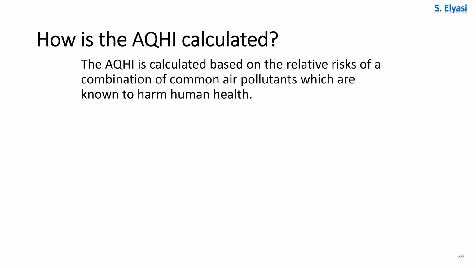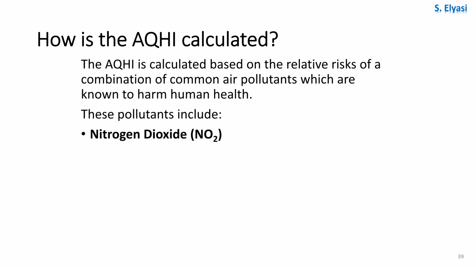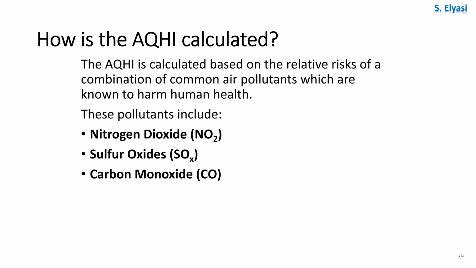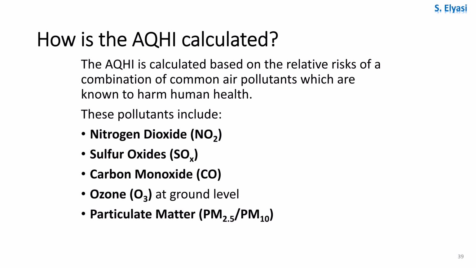than measuring them separately. Below shows the chemical and fine particles included in the AQHI calculation: nitrogen dioxide, NO2, sulfur oxides, SOx, carbon monoxide, CO, ozone, O3, at ground level, and particulate matter, PM 2.5 and PM10. Air Quality Health Index, AQHI, in Canada.